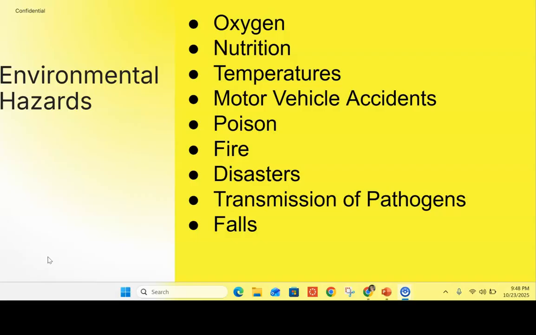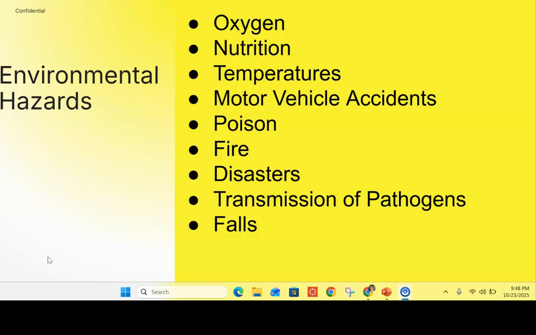Okay, so let's start at the top with oxygen. Oxygen is a basic human need. However, when we supply oxygen, it's considered a medication. There are a lot of safety components when we administer oxygen, such as how to safely use oxygen. In addition, what things can cause someone to lack oxygen in the environment? Examples are furnaces, fireplaces, stoves, and carbon monoxide poisoning.